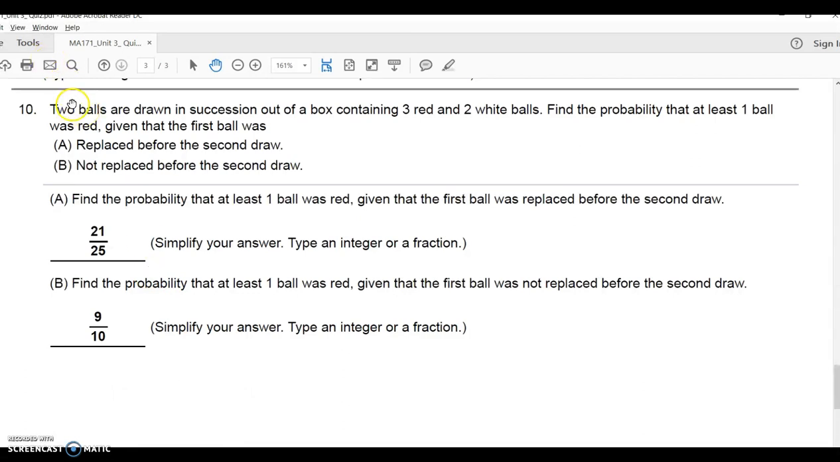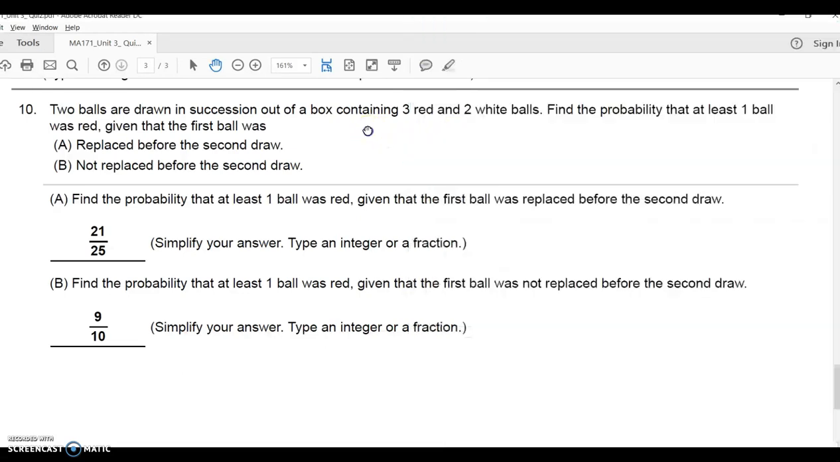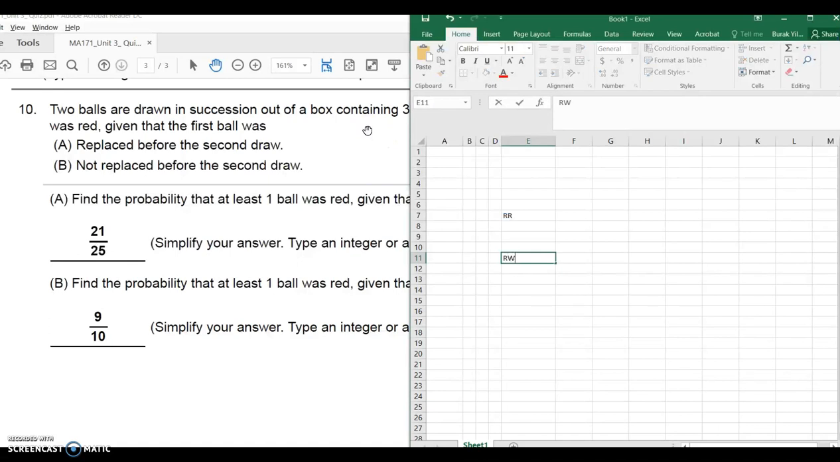Okay, so we're pulling 2 balls, and at least 1 ball is red, given that the first ball is replaced. So with replacement, at least 1 red. So that means it can be red, red, or we have red and white. Okay, red, white, or white, red. So since we're pulling 2 balls, both of them could be red. The first one could be red, or the second one could be red.